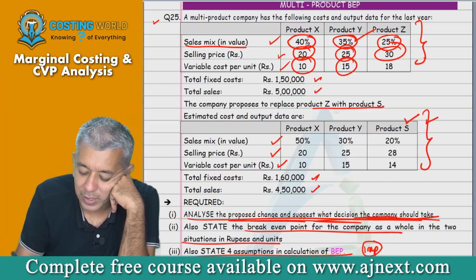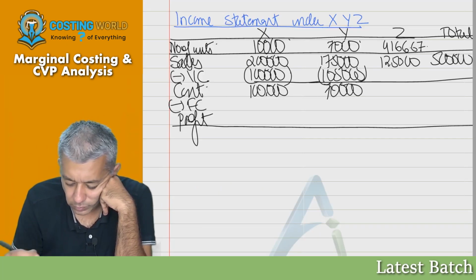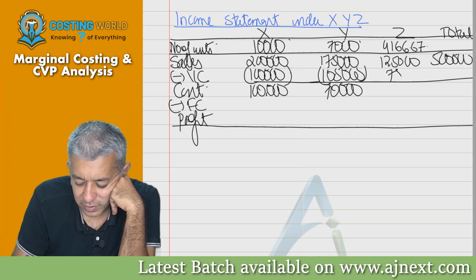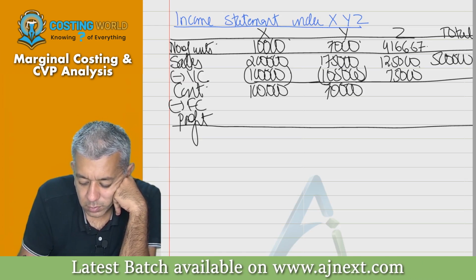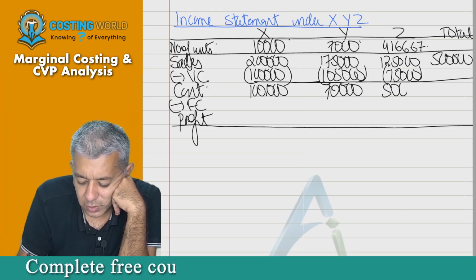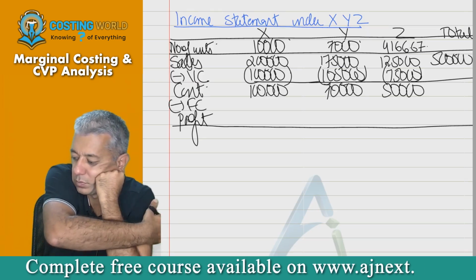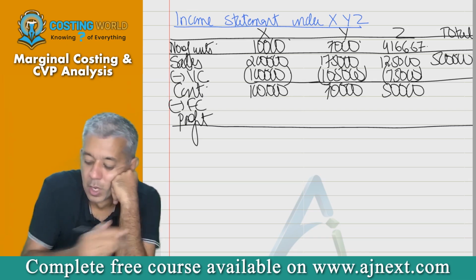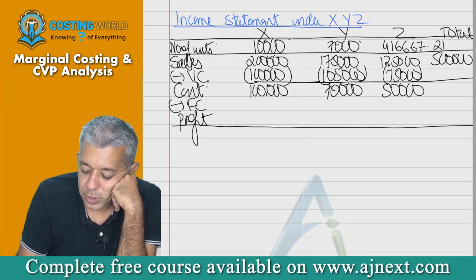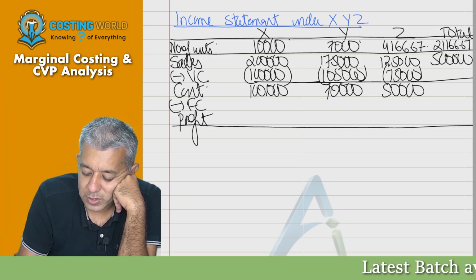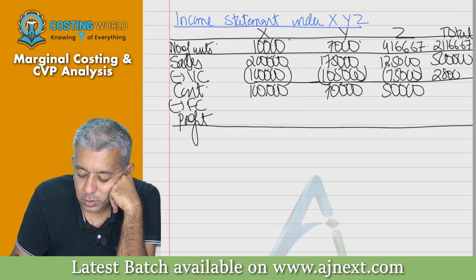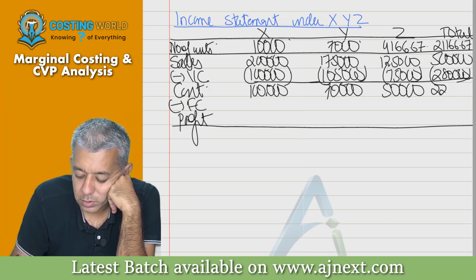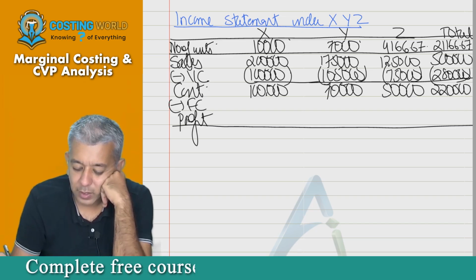Please multiply by 18. 75,000. Contribution 50,000. Totals please. Units 21,166.67, sales 2,80,000 variable cost, and 2,20,000 contribution.